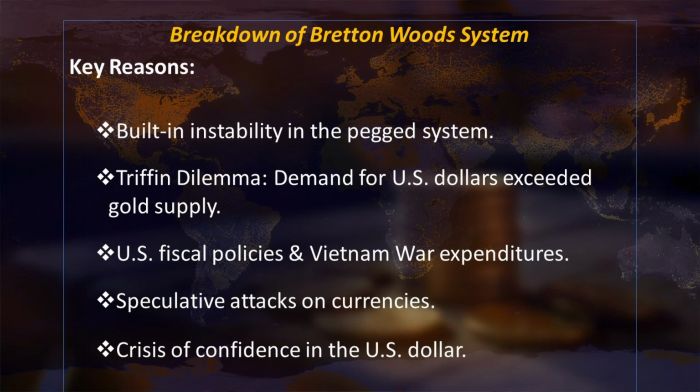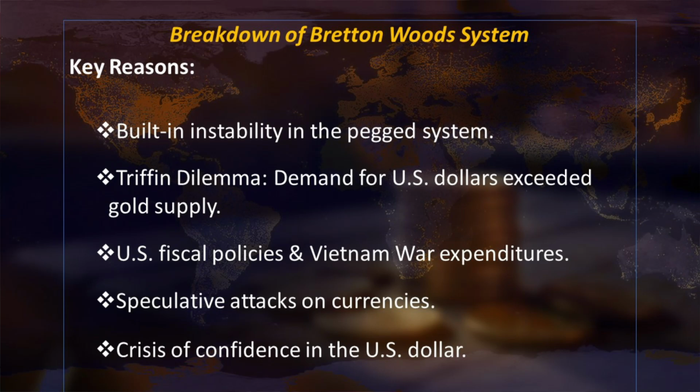Another important cause, which in the literature is known as the Triffin dilemma, also led to the breakdown of the Bretton Woods system. What is the Triffin dilemma all about? The demand for the US dollar exceeded its supply, which ultimately resulted in the weakening of the US gold reserve, because there was a huge demand for the US dollar, which was quite high compared to the supply of the US dollar. So this ultimately resulted in deterioration of the US gold reserve.